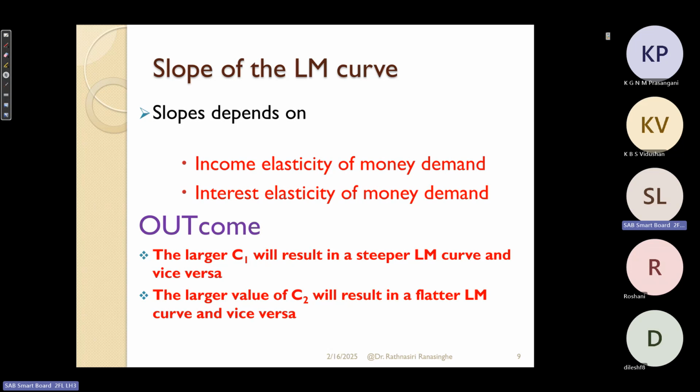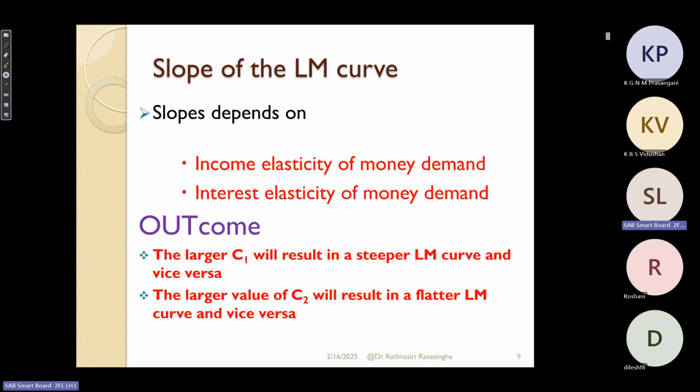One is the income elasticity of money demand, which is associated with the change in money demand due to a change in income. And the other is associated with the change in money demand due to a change in the interest rate, the interest elasticity of money demand. So the two factors are C1 and C2. Those are the more influential factors.